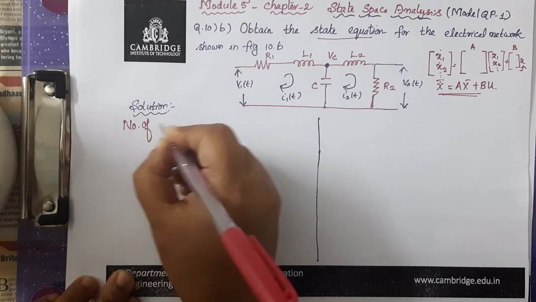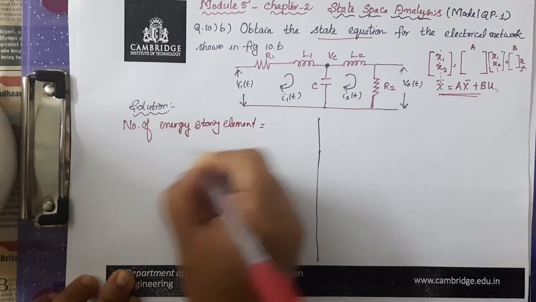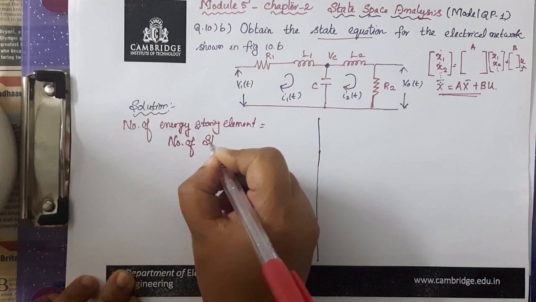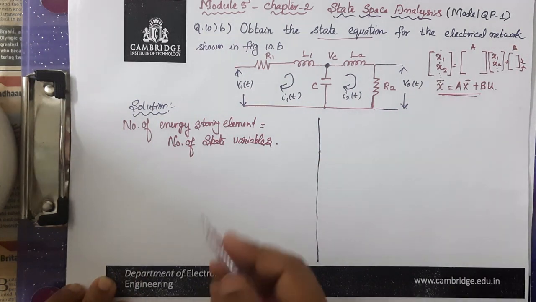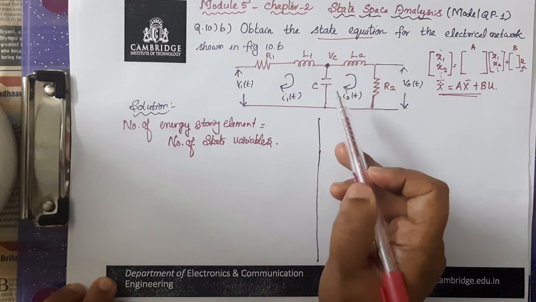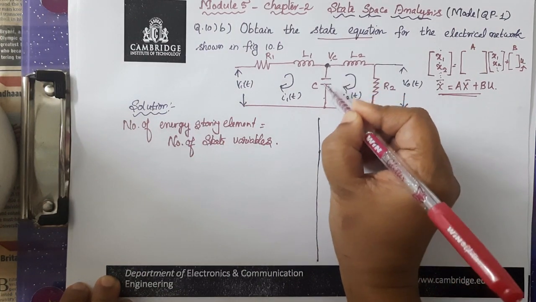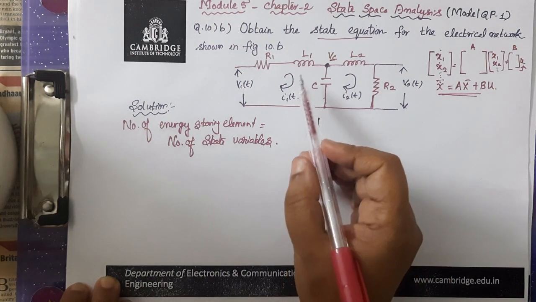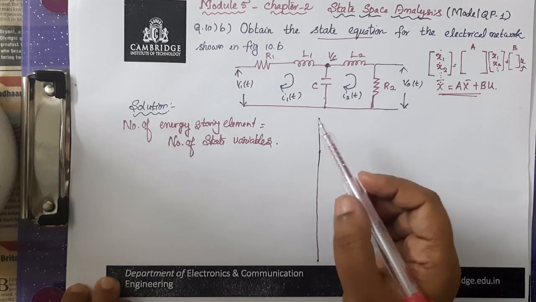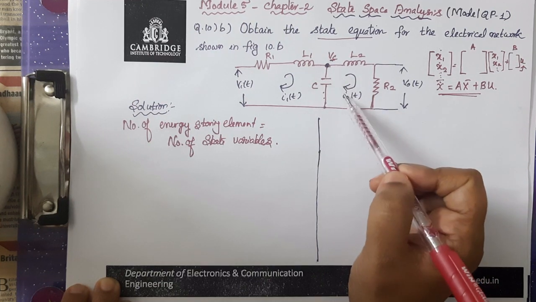Let me write here: number of energy storing elements will be equal to number of state variables. As we have here three energy storing elements, two inductors and a capacitor, in this case we have three state variables. And always we have to choose the voltage across the capacitor. Here we have a capacitor and the voltage across the capacitor, let us represent it as VC. And we have to consider the current flowing through the inductor as the state variables. So we have to choose the voltage across the capacitor and current flowing through the inductor as the state variables.